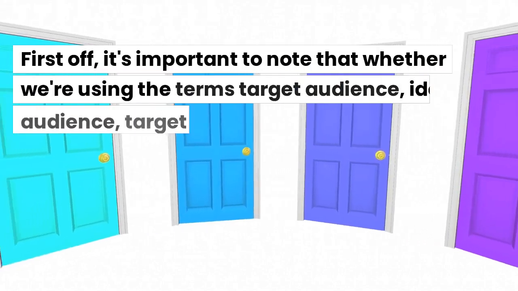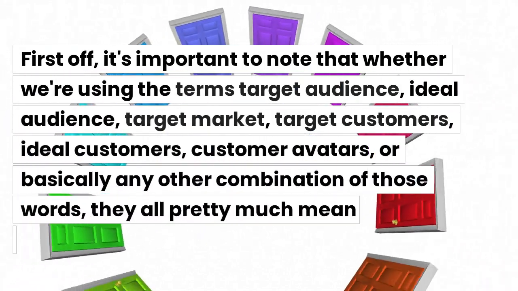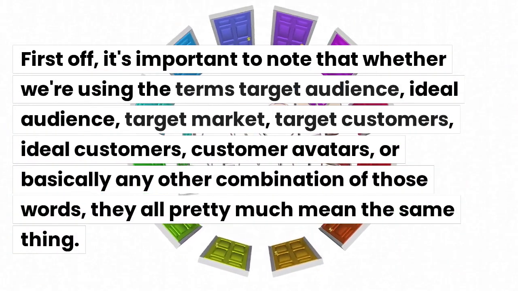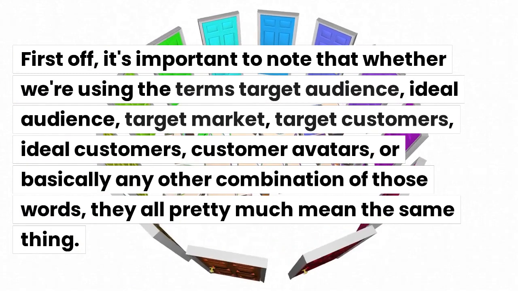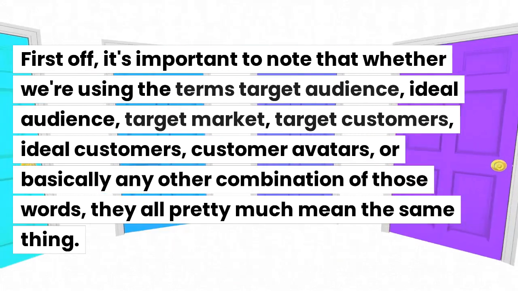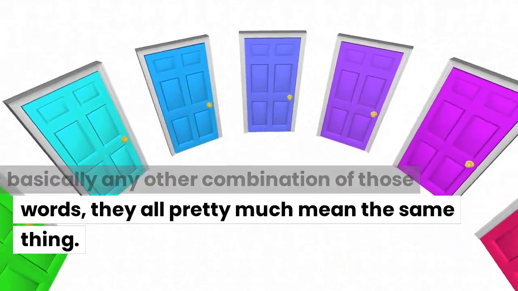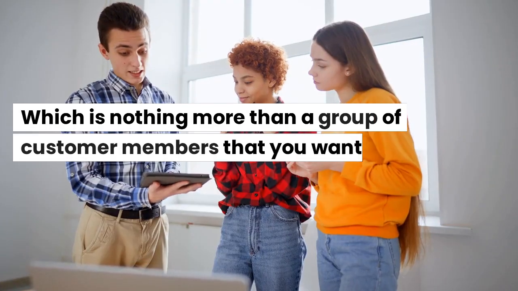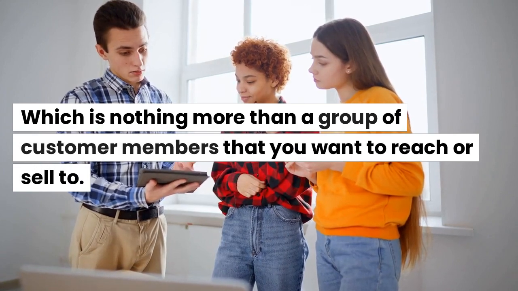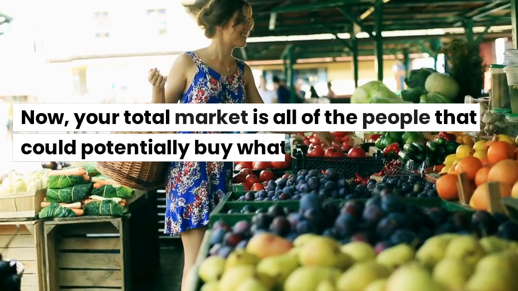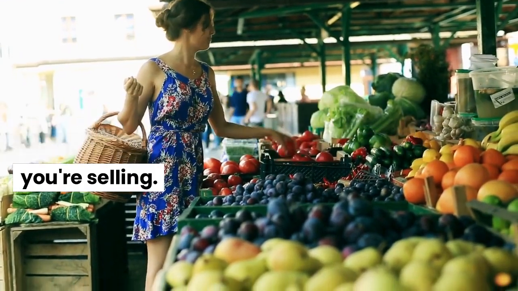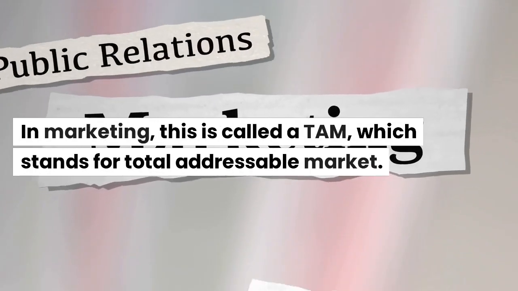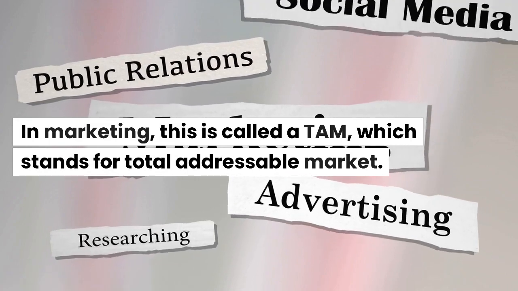First off, it's important to note that whether we're using the terms target audience, target market, target customers, ideal customers, customer avatars, or basically any other combination of those words, they all pretty much mean the same thing. Which is nothing more than a group of customers that you want to reach or sell to. Now, your total market is all of the people that could potentially buy whatever it is that you're selling. In marketing, this is called a TAM, which stands for Total Addressable Market.